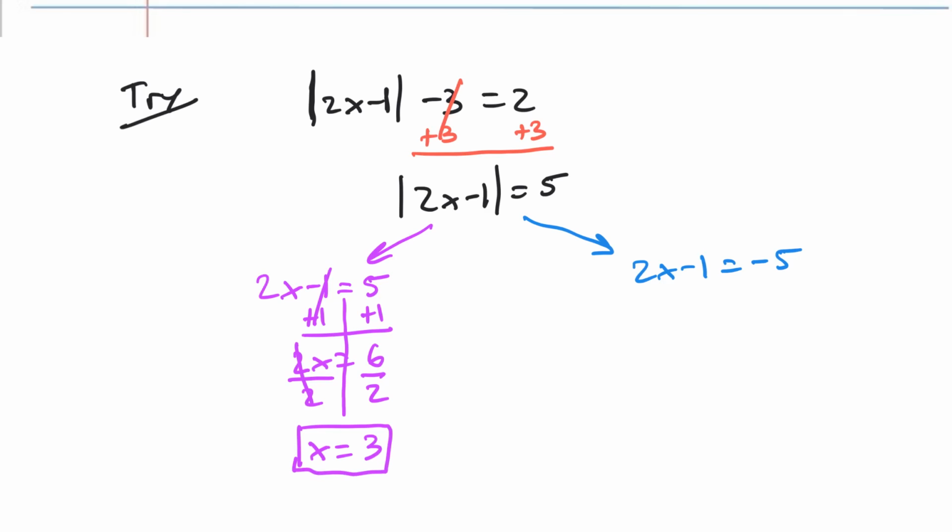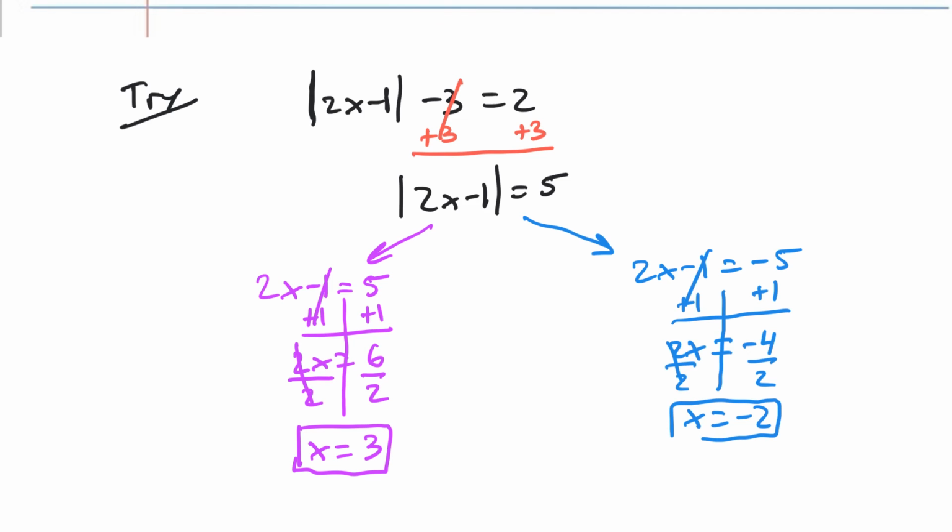Repeat the process over here. So let's get rid of that 1. Draw our line down the middle. +1 both sides. Be careful with your positives and negatives. Then -5 plus 1 would be -4. And then divide by 2. So our second answer is -2. And again, you do have to get both of those answers to have a complete correct answer.